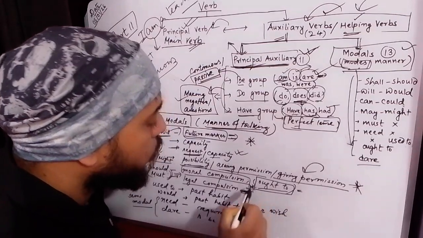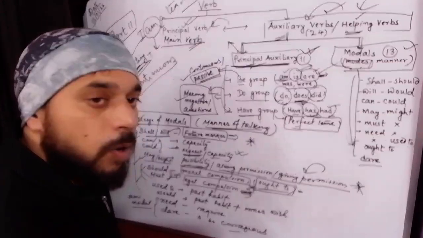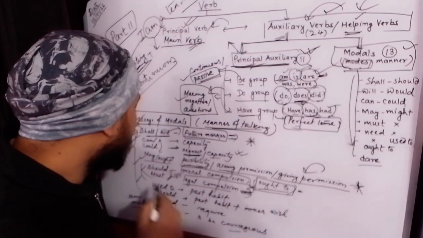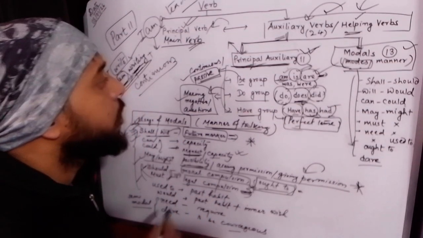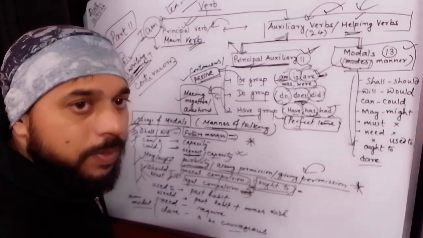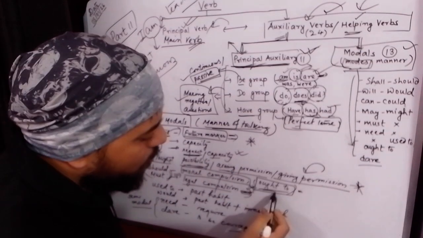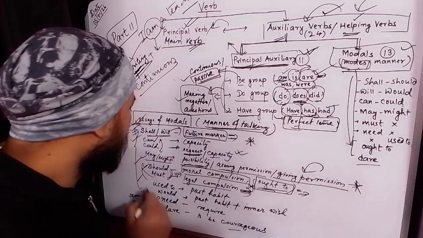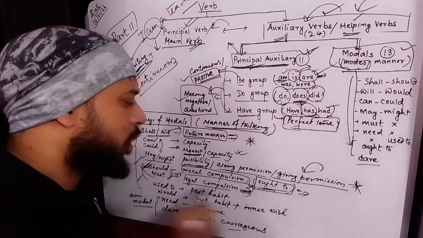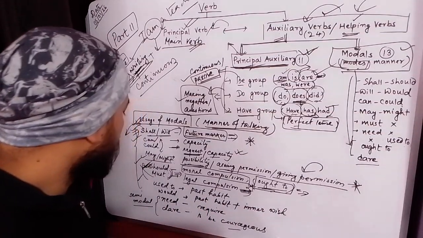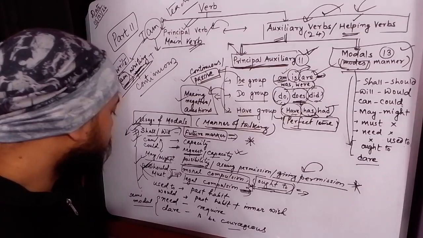And ought to, O-U-G-H-T, ought to is almost synonymous to should. But we prefer should because when we use not after should, that's much easier, convenient for us. But ought, and not, and to, it seems to be odd. That's why we very often prefer should. But should can be replaced with ought to, almost synonymous.